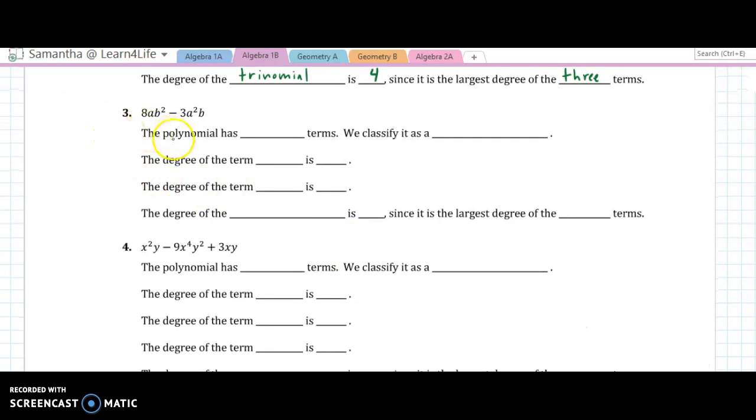So here, the polynomial has how many terms? How many parts are adding? 1, 2, right? Or subtracting, obviously. So the polynomial has 2 terms. We classify that as a binomial.